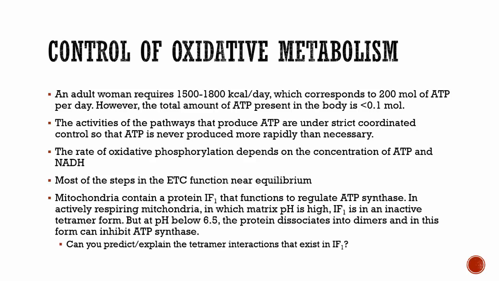If flux through glycolysis and the citric acid cycle increase due to changing demands of the cell, then more NADH and FADH2 will be made. The flux through the electron transport chain will increase. Protons will again be pumped out of the matrix, increasing the pH of the matrix. This increase in pH will then cause deprotonation of IF1 protein, which will allow the dimers to reform into tetramers, thus no longer being able to inhibit ATP synthase.